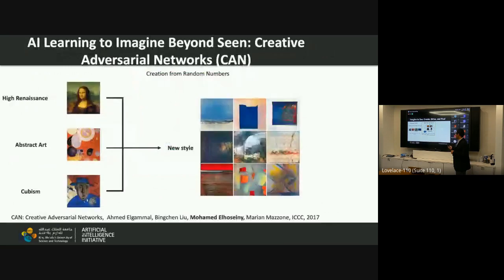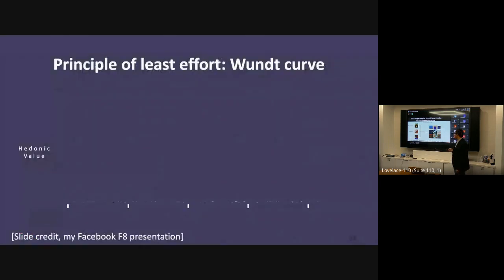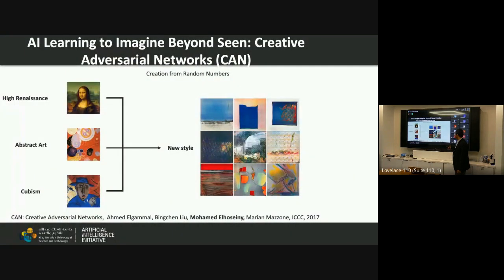Getting to the second station, creation. How do we teach an AI system to learn to imagine beyond the scene? One of our earlier attempts in 2017 was Creative Adversarial Networks, which is an augmentation on top of GAN models to encourage it explicitly to explore the creative space, or the unseen space, of visual generations by modeling a teaching signal for that. The goal is, given a set of seen classes, in this case art classes like Renaissance, abstract art, cubism, and so on, to have the model produce something that hopefully deviates from what it has seen.